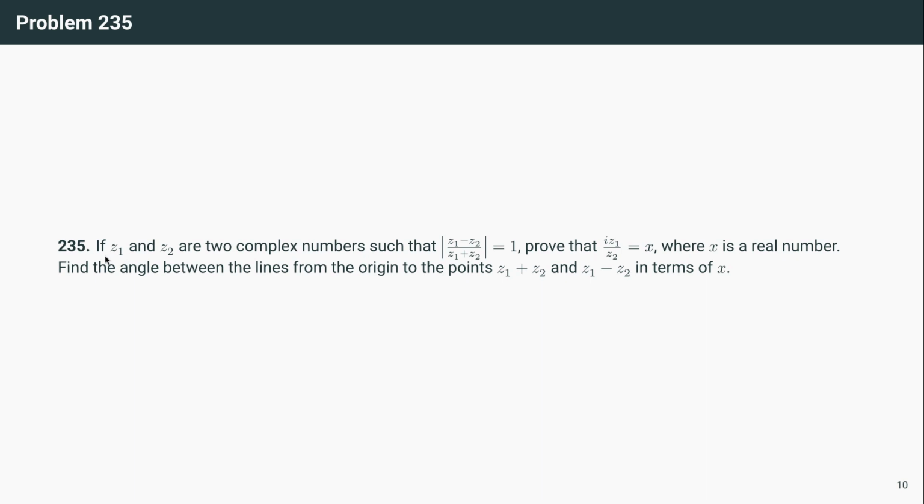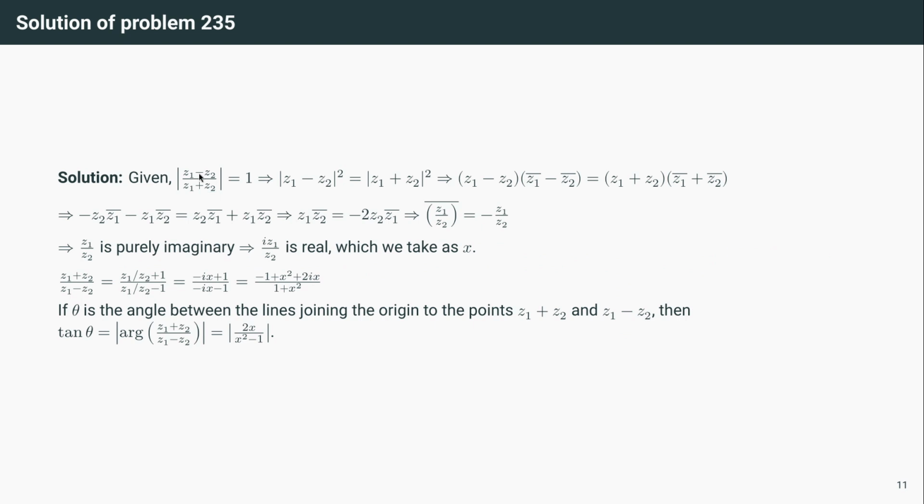Question 235 says that if Z1 and Z2 are two complex numbers such that mod of (Z1 minus Z2) by (Z1 plus Z2) is equal to 1, prove that i Z1 by Z2 is equal to x, where x is a real number. Find the angle between the lines from the origin to the points Z1 plus Z2 and Z1 minus Z2 in terms of x. So we are given that mod of (Z1 minus Z2) by (Z1 plus Z2) is equal to 1.